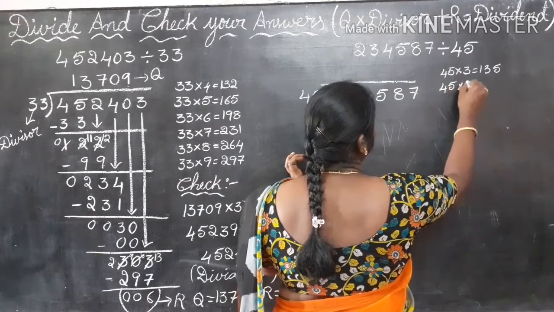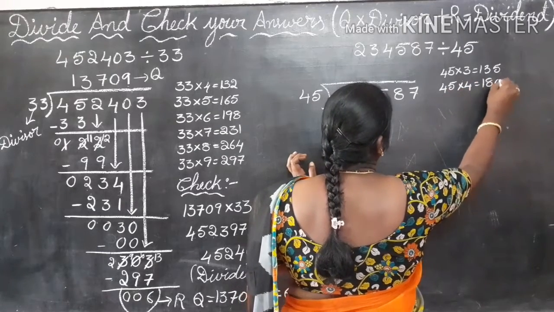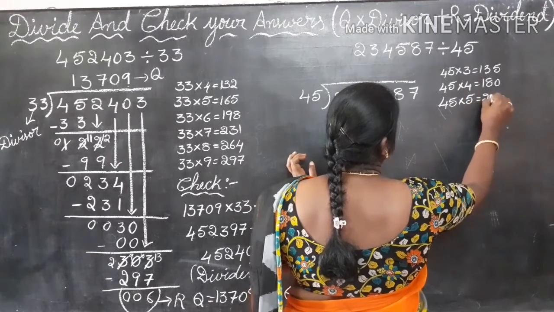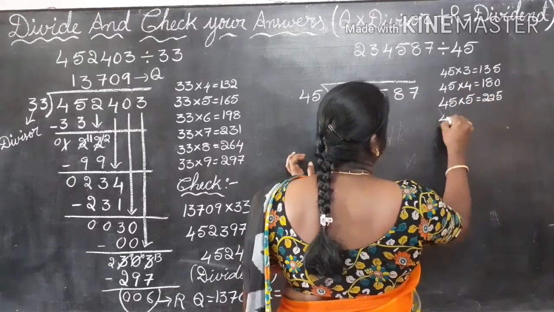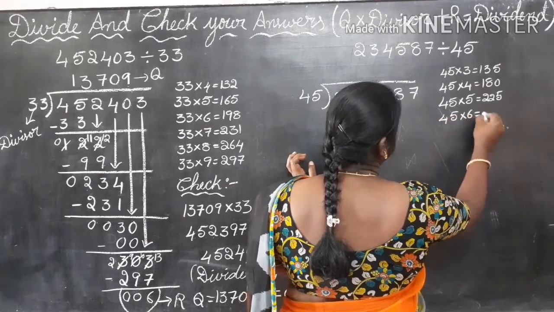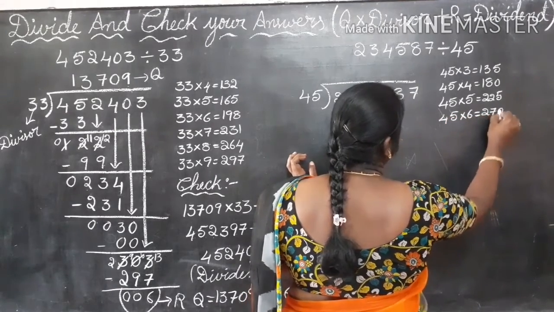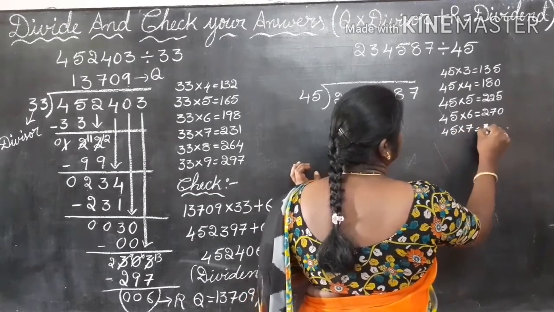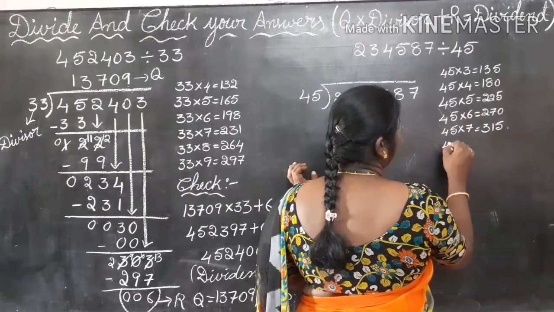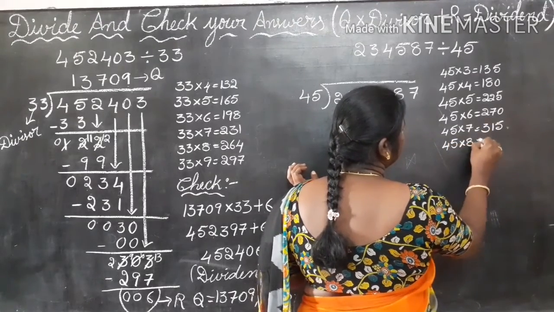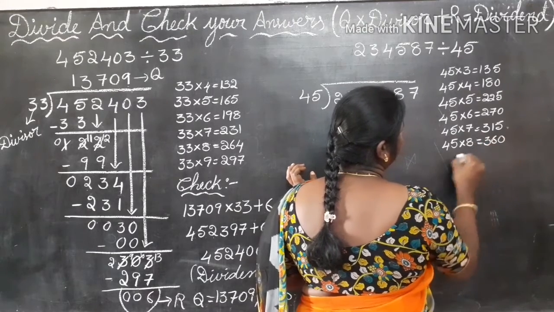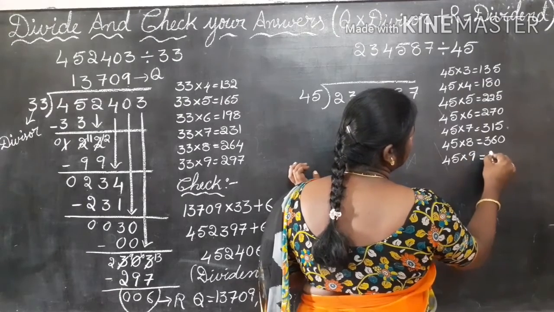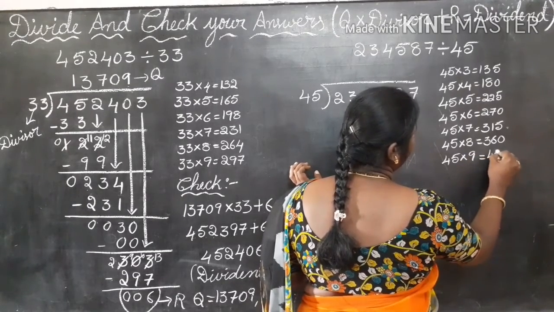45 fours are 180. 45 fives are 225. 45 sixes are 270. 45 sevens are 315. 45 eights are 360. 45 nines are 405.